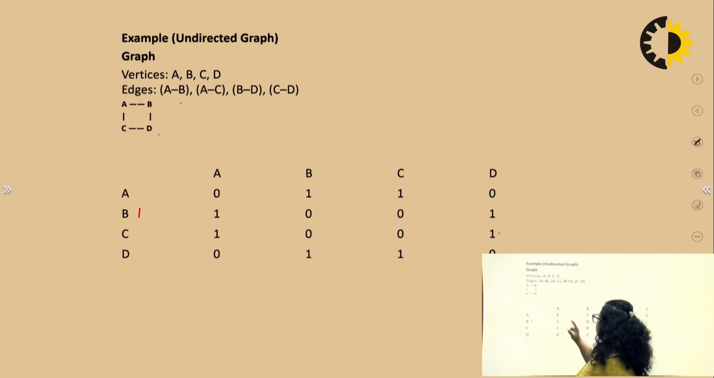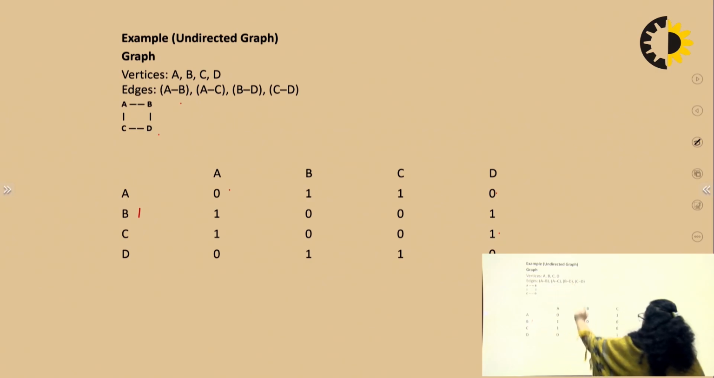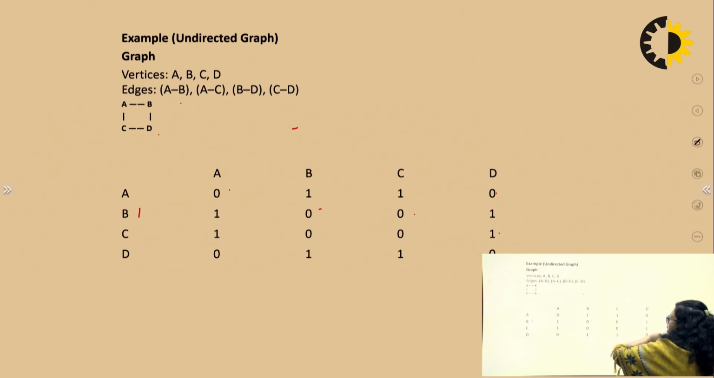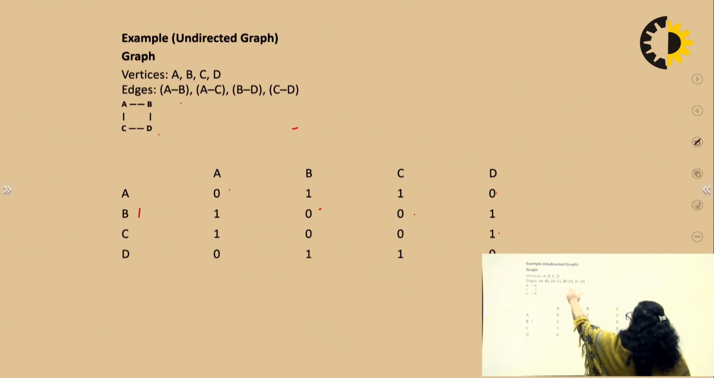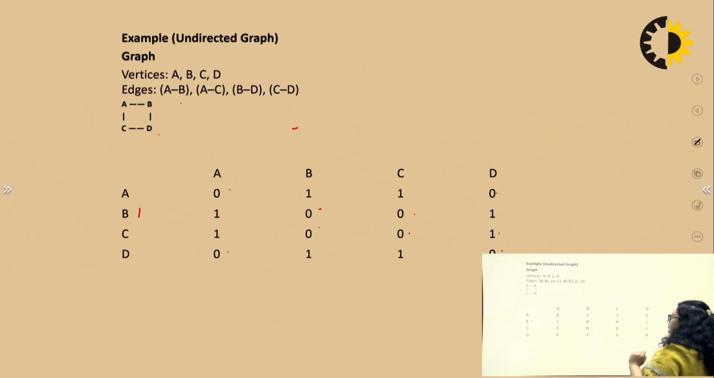Otherwise, there is no edge between A to A, so we represent it as 0. There is no edge between A to D, so we represent it as 0. Similarly, there is no edge between B to B, so we represent it as 0. Again, B to C, we have no edge, we represent it as 0. B to D, yes, we have an edge, so we represent it as 1. Similarly, C to B, there is no edge, we represent it as 0. C to C, no edge, 0. Again, D to A, no edge, 0. D to D, no edge, 0. So if an edge is present, we represent it as 1, and if there is no edge, we represent it as 0.